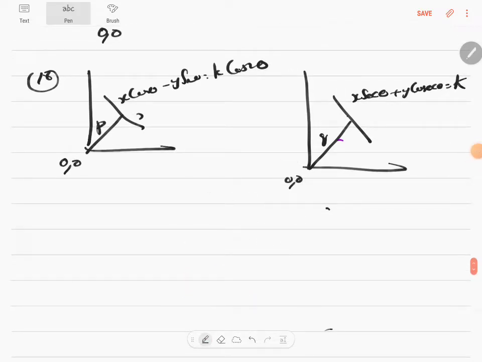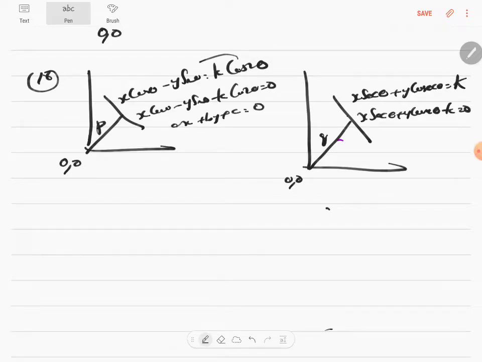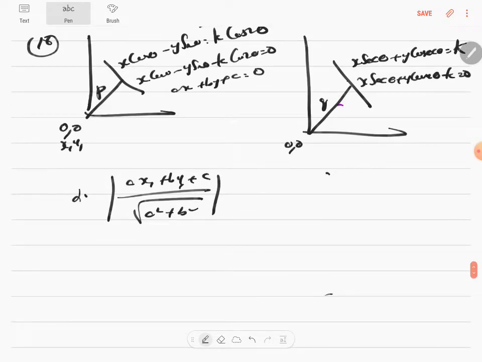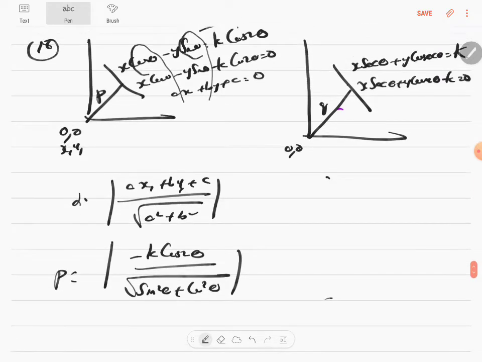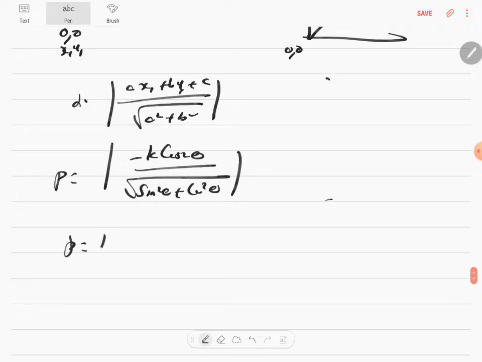So you can write this equation as x cos theta minus y sin theta minus k cos 2 theta is equal to 0, taking this to that side. Similarly, x secant theta plus y cosecant theta minus k is equal to 0, because you need it in the form ax plus by plus c is equal to 0. And this point is (x1, y1). The distance formula is a into x1 plus b into y1 plus c by root of a square plus b square. So in the place of a is cos theta into 0, plus b is sin theta into 0, minus k cos 2 theta is c, by root of sin square theta plus cos square theta, which is 1. So this distance is what they've called p in the sum. So p itself is k cos 2 theta.